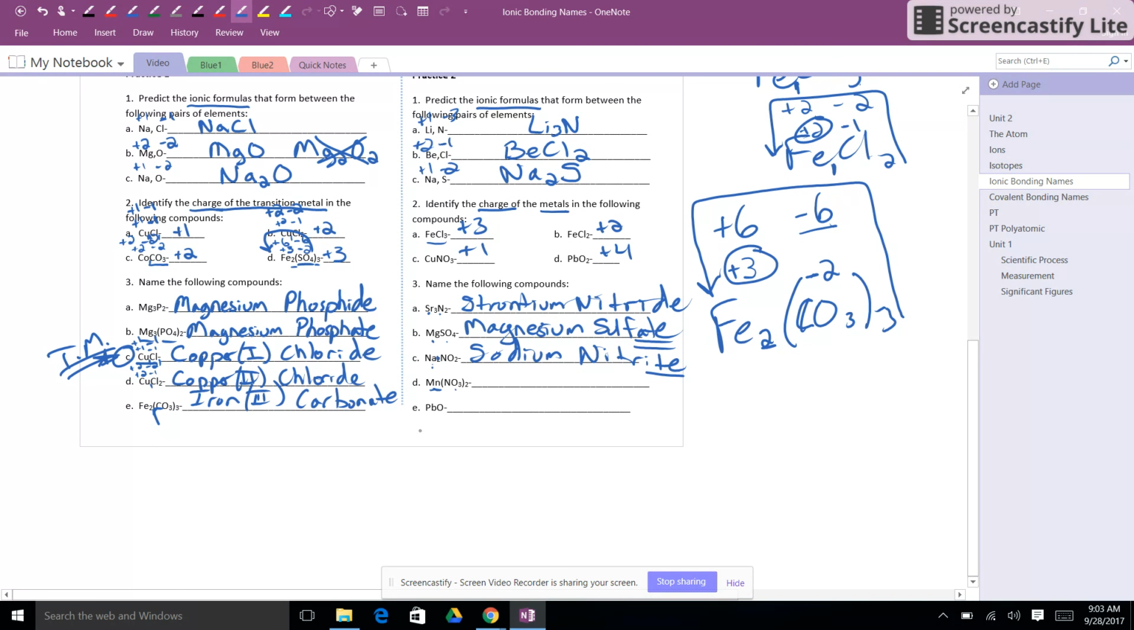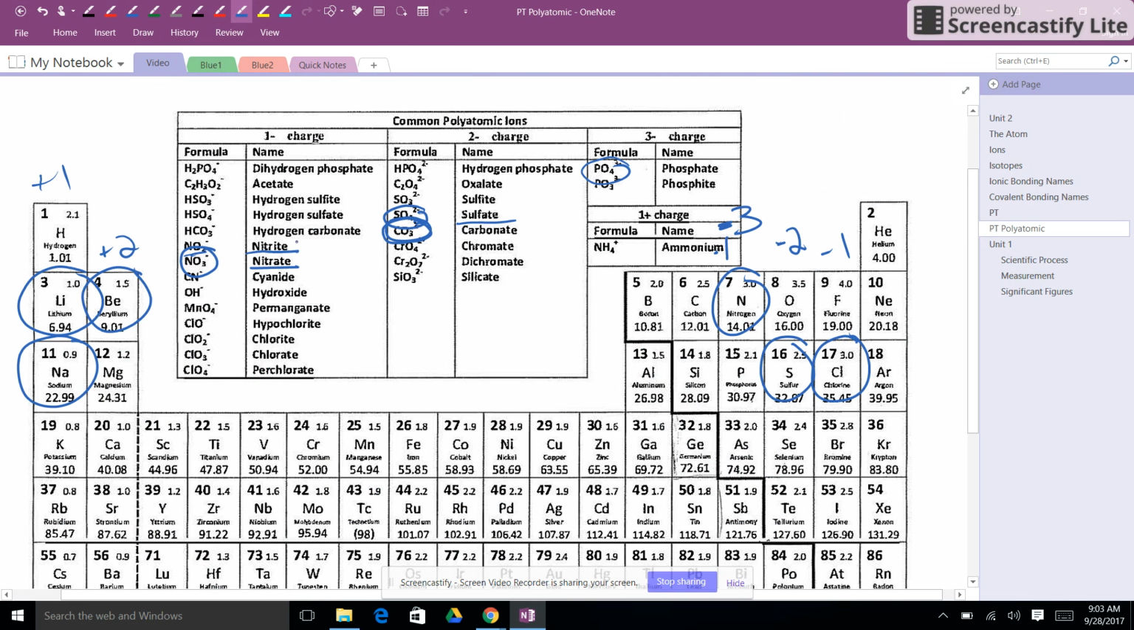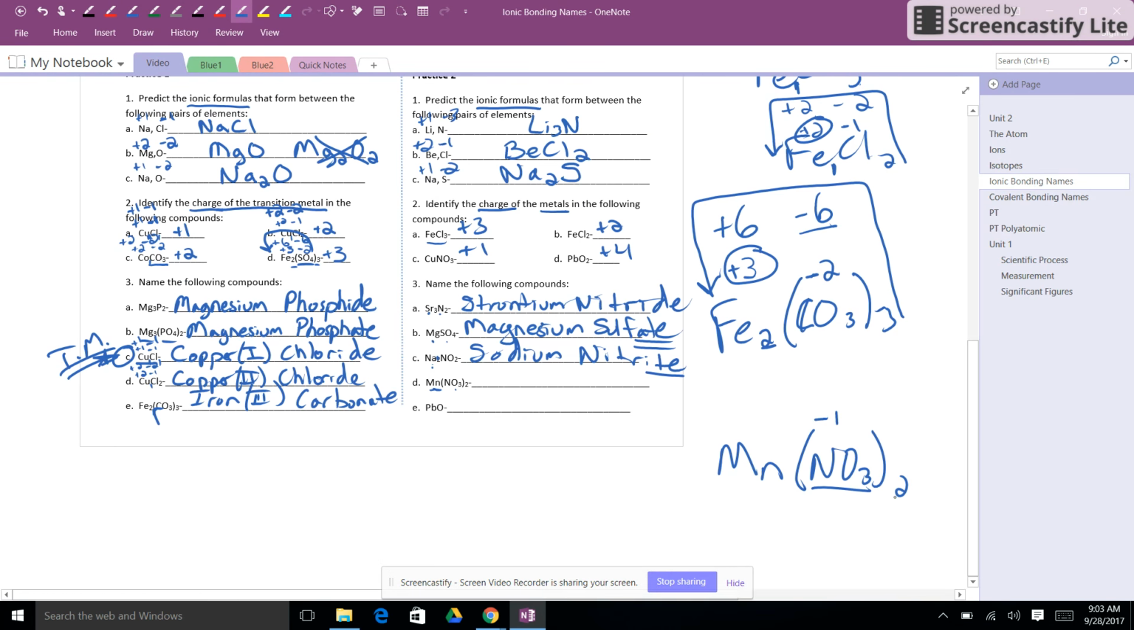Mn(NO3)2. Okay, so here we have a transition metal. So I think we need to do that little roundabout method, writing down the 4 numbers. So we have NO3 here, the nitrate ion. NO3 is nitrate and it has a -1 charge. Now, in this compound, there are 2 nitrate ions. So 2 times -1 is -2. The opposite of -2 is +2. And there's 1 manganese atom or ion in this molecule. So I would say 2 divided by 1 is 2. So I would call this manganese 2 nitrate.